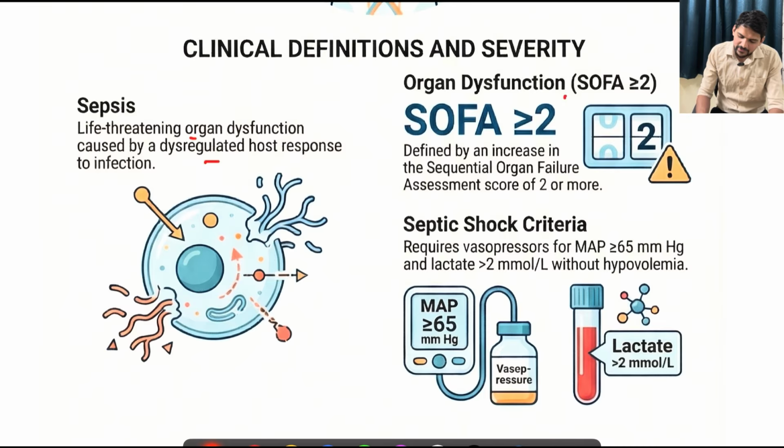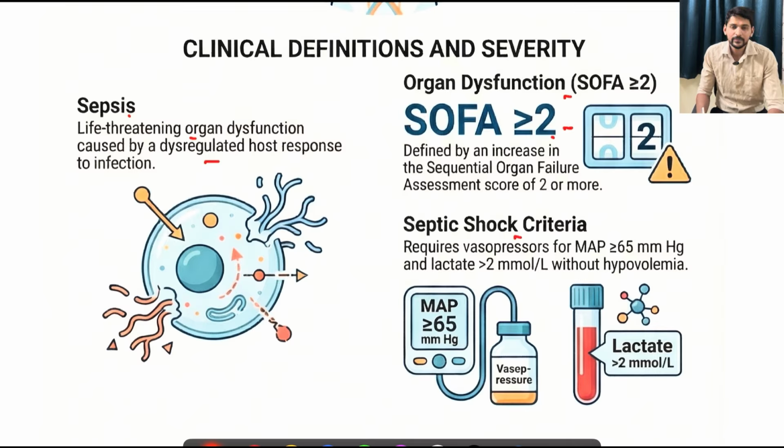So what is that organ dysfunction? For that we will utilize SOFA score. Probably we all are familiar with this particular score. So in that one, some 5 to 6 components we will be considering. Among those, if 2 or more components are abnormal, then we consider it as organ dysfunction. Then it will fit into sepsis. This is the first thing. So whenever you get a case of infection, always check for SOFA score. If SOFA score is 2 or more, then you can consider that case as having sepsis.